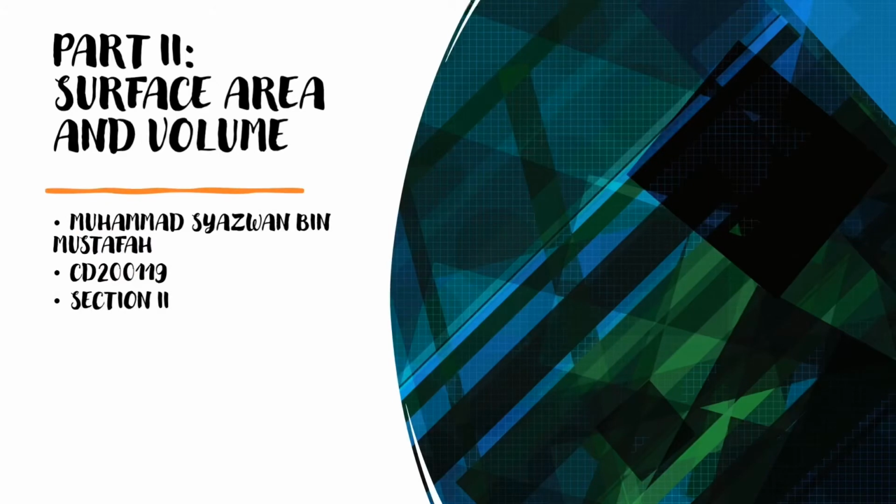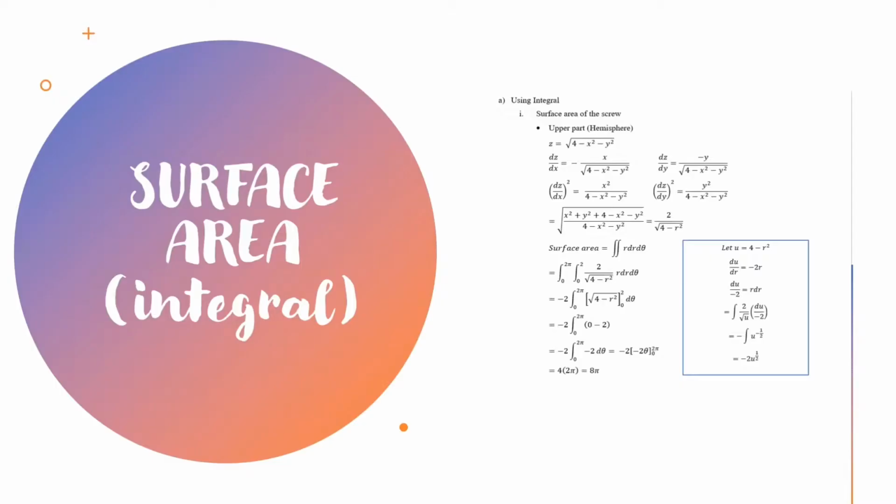So for part 2 of this project, the surface area and volume, I would like to present our calculation. The first one is surface area using integration. We got the surface area of the screw. The first one is the upper hemisphere.